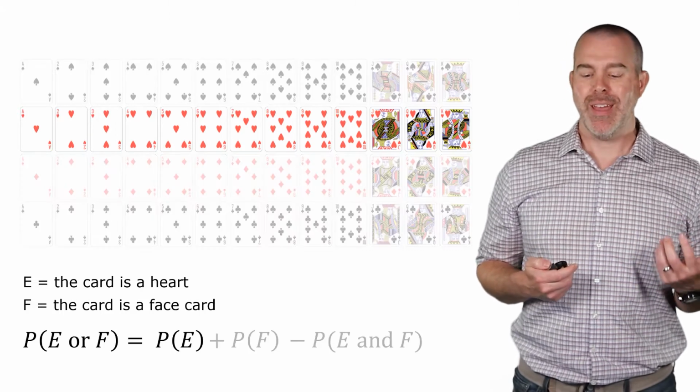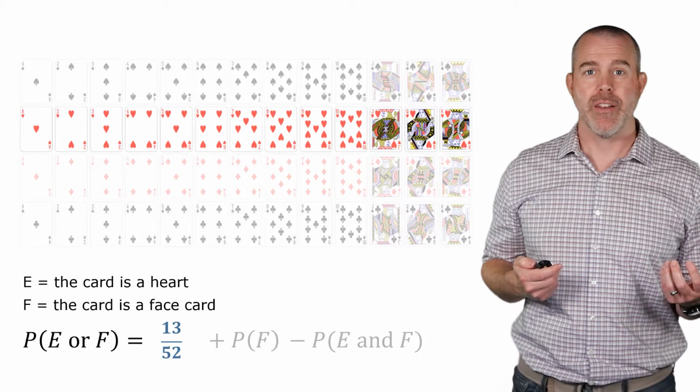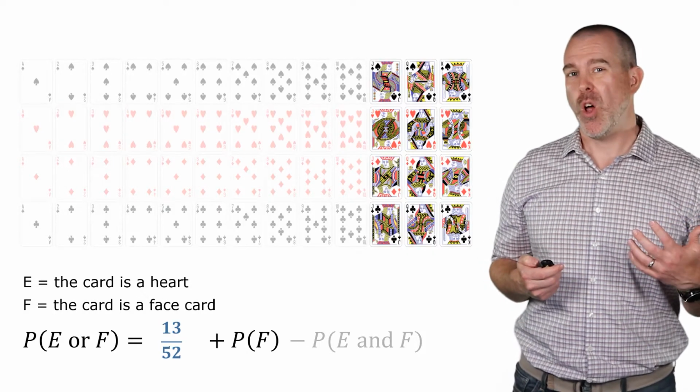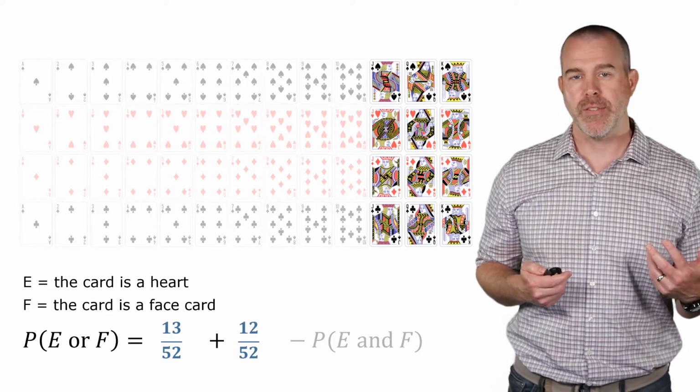The probability of E, well, that's the 13 hearts. So that's 13 out of 52. The probability of F, that's all of the face cards. There are 12 of those. So that would be 12 out of 52.